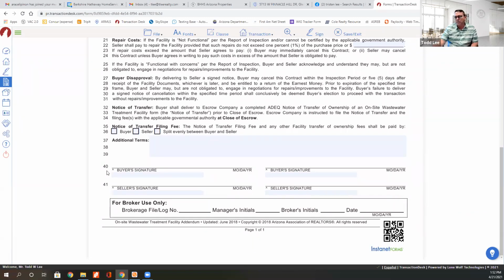What's the most common that you've seen on that as far as the filing transfer fee? Who pays that?